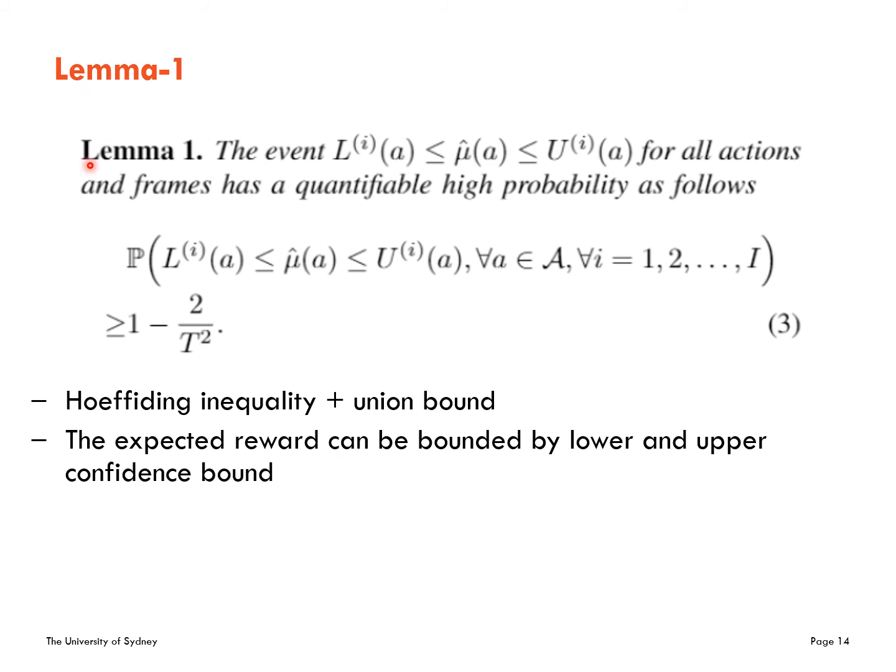First, let me introduce lemma 1. The purpose of lemma 1 is to prove the event that the lower confidence bound and the upper confidence bound can bound the expected reward of an action. For all of the actions and all of the frames, this event has a quantifiable high probability as follows. Here, for all of the actions and all of the frames for which this equation holds, the probability is very large. We proved this by using Hoeffding's inequality plus the union bound. Then the expected reward can be bounded by the lower and upper confidence bound, so we know that when t is large enough, this probability is really high.